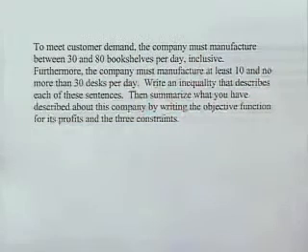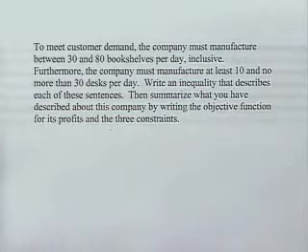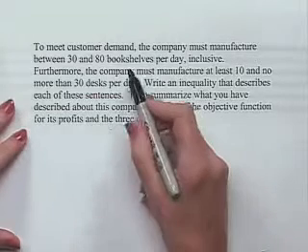The following checkpoint is a continuation of the first two checkpoints in this section. To meet customer demand, the company must manufacture between 30 and 80 bookshelves per day inclusive. Furthermore, the company must manufacture at least 10 and no more than 30 desks per day. Write an inequality that describes each of these sentences. Then summarize what you have described about this company by writing the objective function for its profits and the three constraints. Well, here we're going to end up with two of our constraints.